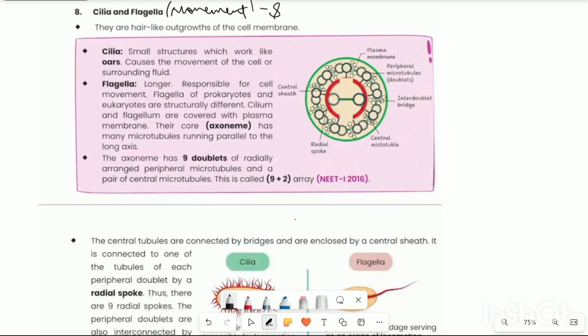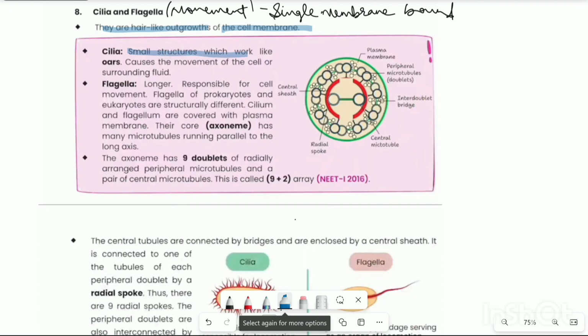This is a single membrane-bound organelle. They are hair-like outgrowths of the cell membrane. Cilia are small structures which work like oars. Oars means chaku.